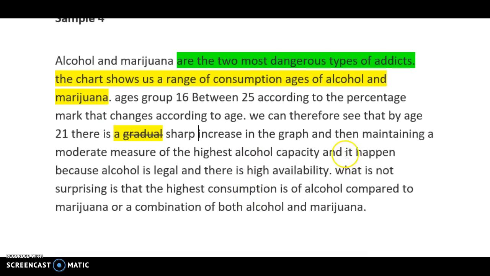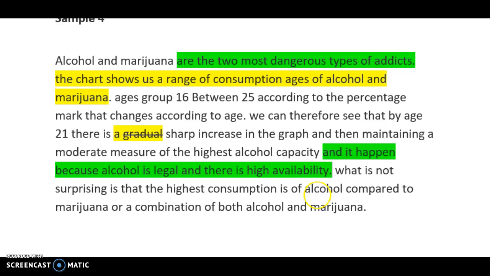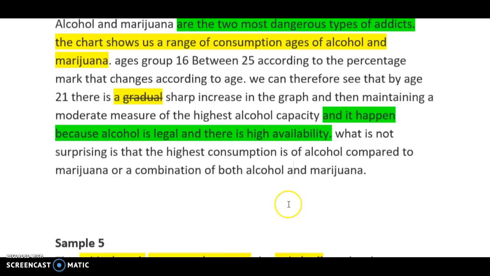And again, what have we got here? And so we've got a judgment. And it happened because alcohol is legal and there's a high availability. We're not trying to explain the results of the statistics. What we want to do is keep in mind that we're describing it. Later in a discussion area, we're going to explain what they mean. But in a results paragraph, we only say what there is.